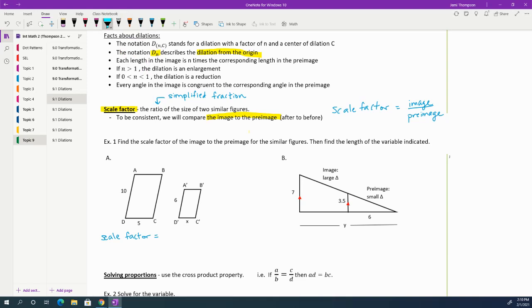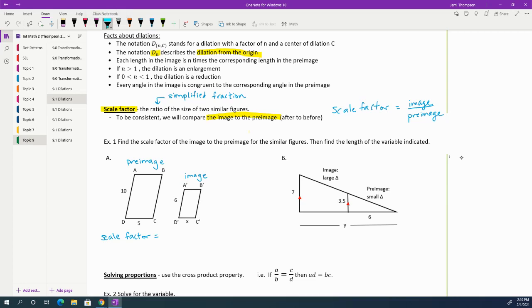For the image to the pre-image. All right, let's mark these. We said that the pre-image is the one without the prime mark, so this is the pre-image. Right? And then the one with the prime marks is the image. That's the new one. Just to be very clear here.